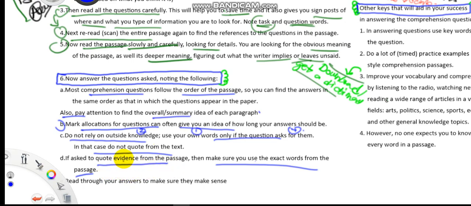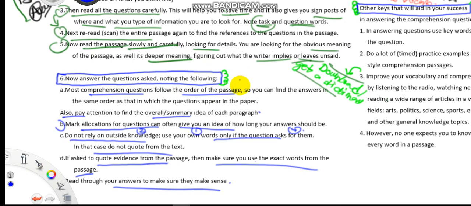And then finally, of course, make sure you reread your answers to make sure they are correct. Before you submit your answers, recheck them. All right. So this is the second part of answering comprehension questions in the English language examinations.